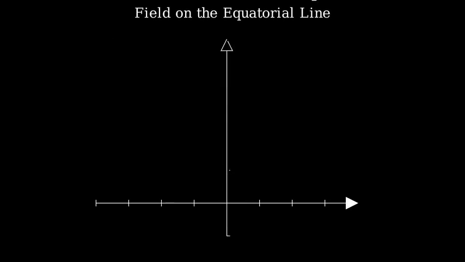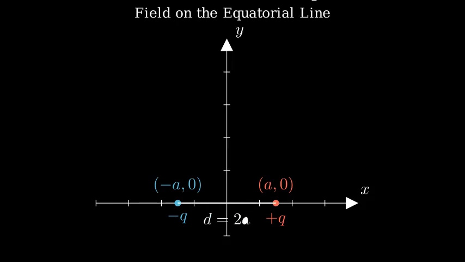An electric dipole consists of two equal but opposite charges separated by a distance. In our setup, we'll place a positive charge +q at position (a, 0) and a negative charge -q at position (-a, 0), where a is half the separation distance d. The equatorial line is the perpendicular bisector of the line connecting these two charges. We'll consider a point P on the y-axis at position (0, y).